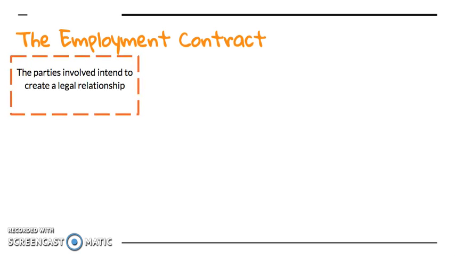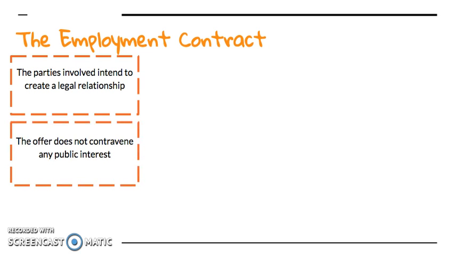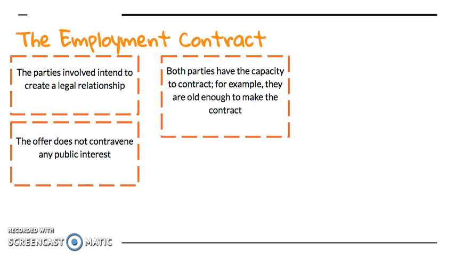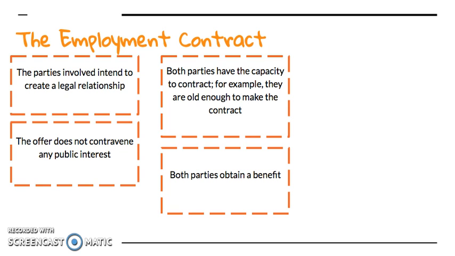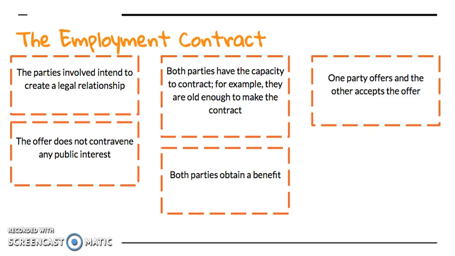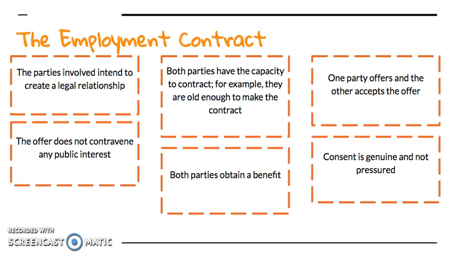Okay, so the parties involved intend to create a legal relationship. The offer does not contravene any public interest. Both parties have the capacity to contract, for example, they are old enough to make the contract. Both parties obtain a benefit. One party offers and the other accepts the offer. And finally, consent is genuine and not pressured or forced in any way.